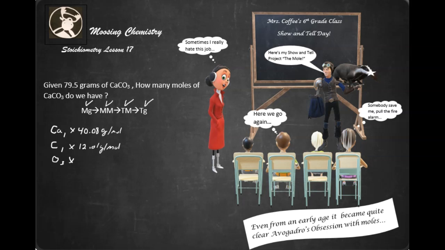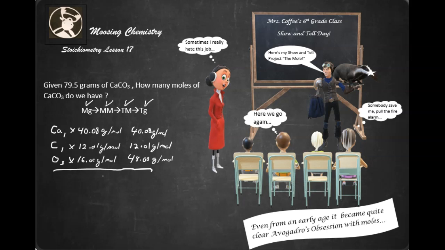Oxygen, which is 15.99, we're going to call that 16.00 grams per mole. Alright, so everything is set up right there. All we have to do is do the math. So 1 times 40.08 is 40.08 grams per mole. Pretty simple. 1 times 12.01 grams is going to be 12.01 grams per mole. See how simple that is? 3 times 16, that's going to give us 48.00 grams per mole. All we have to do is add it up.